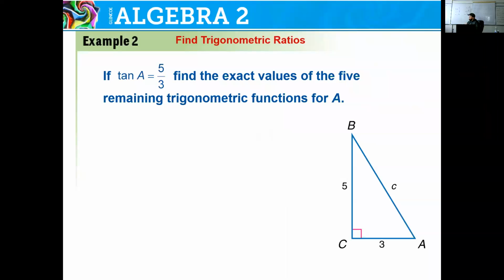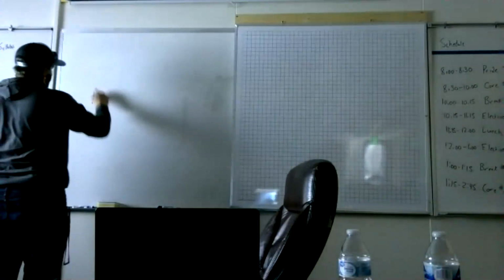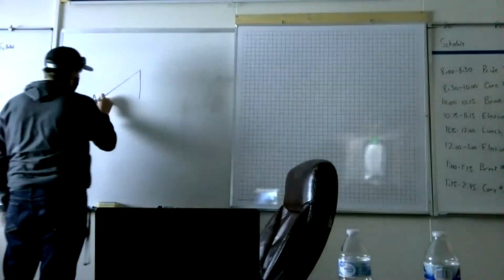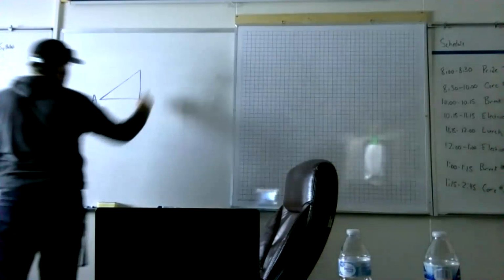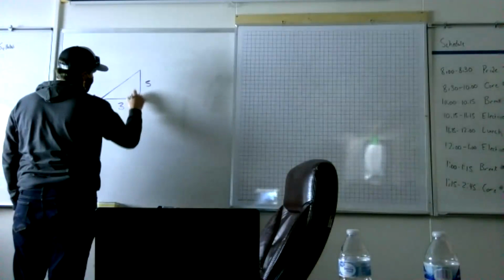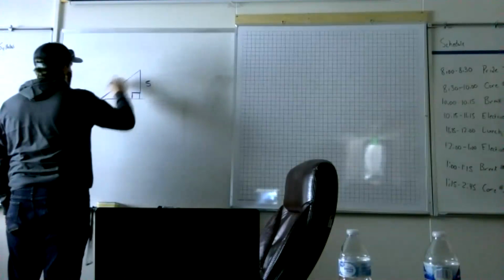It says if tangent of A is 5/3, find the exact values of the 5 remaining trigonometric functions. The Algebra 2 book uses letters to identify angles. Sometimes you might hear it as theta in pre-calc and actual trig, but it's just a way to identify the angle. So for a question like this, it says tangent of A. We don't really care where A is. We just know that tangent is going to be 5/3. So opposite over the adjacent side with my 90 being there. And then I have my hypotenuse.